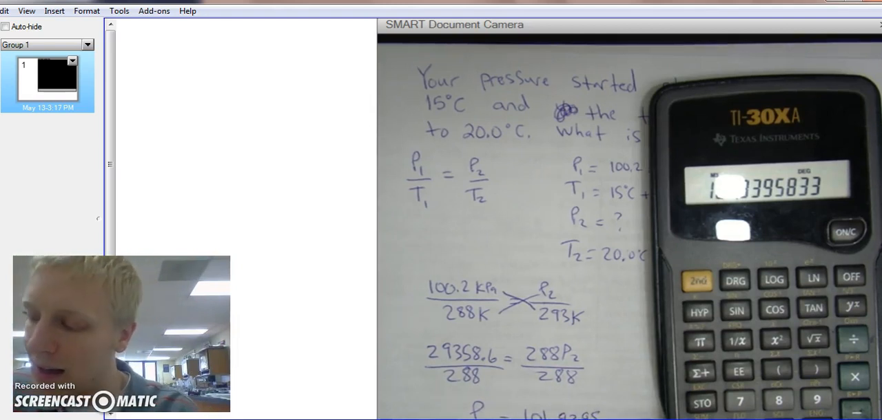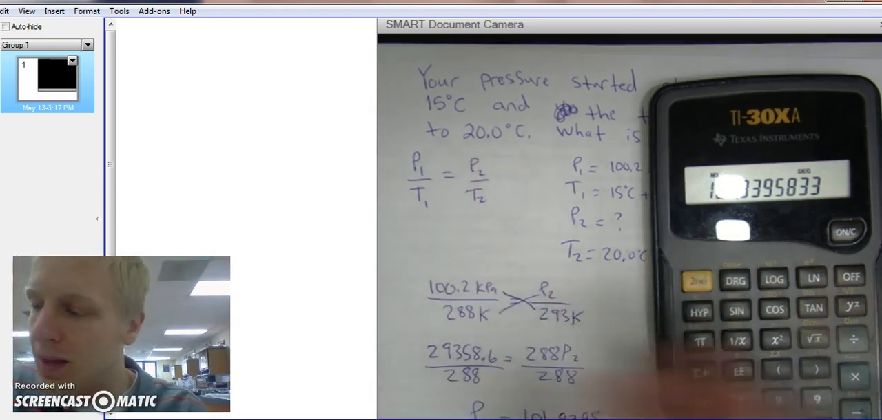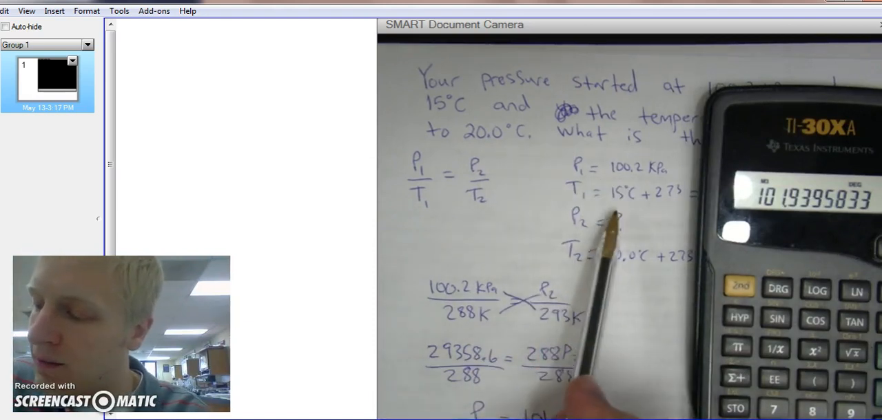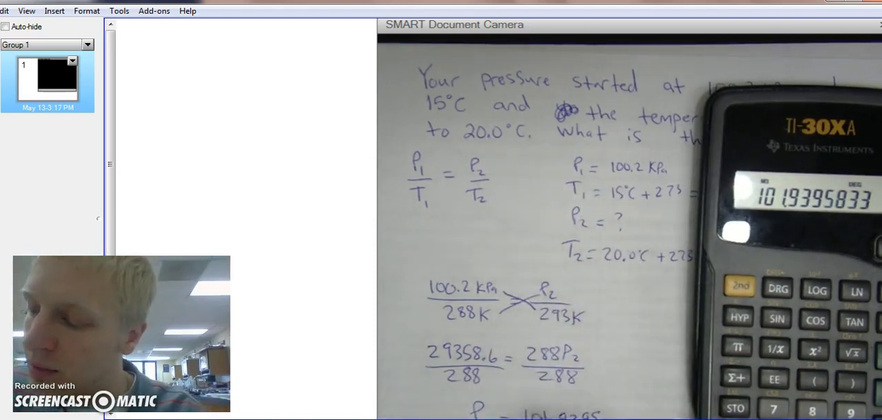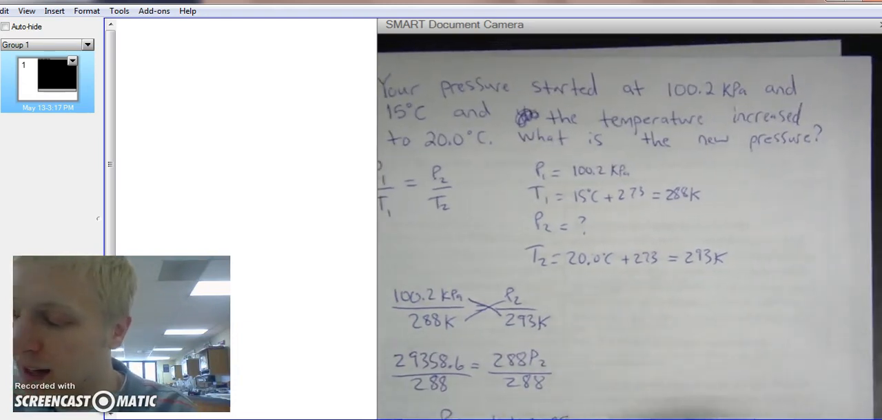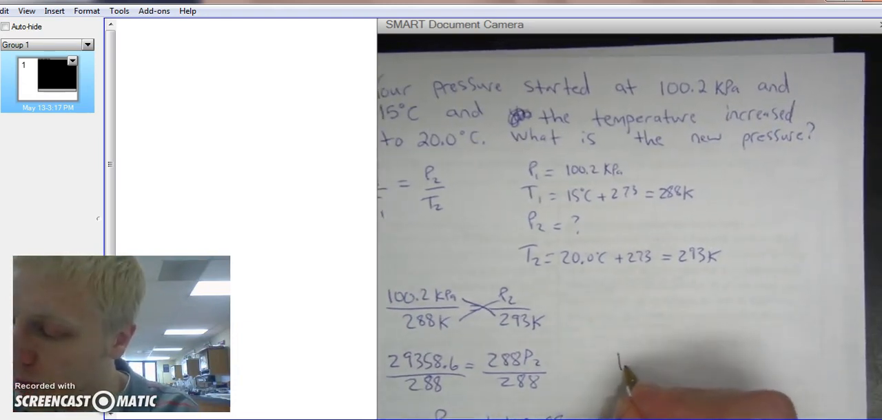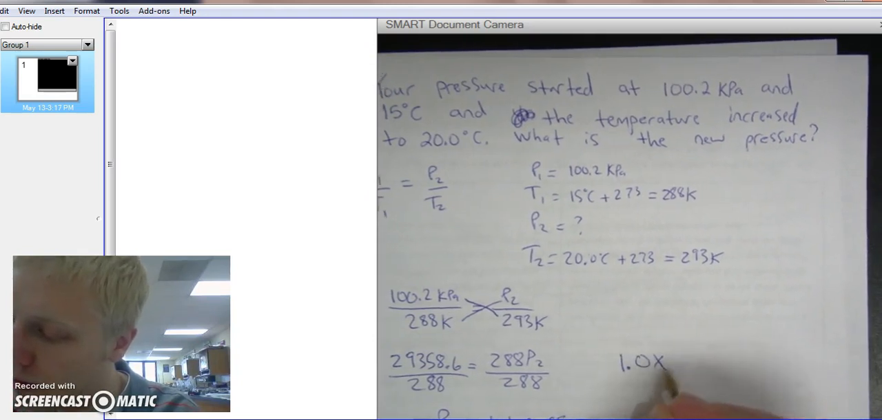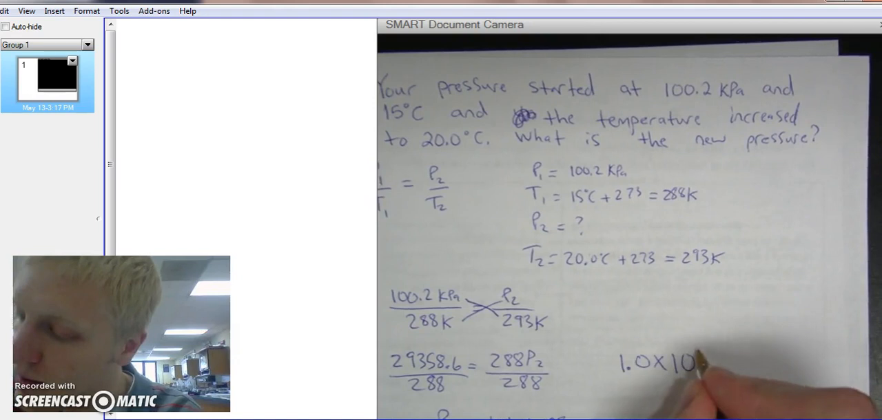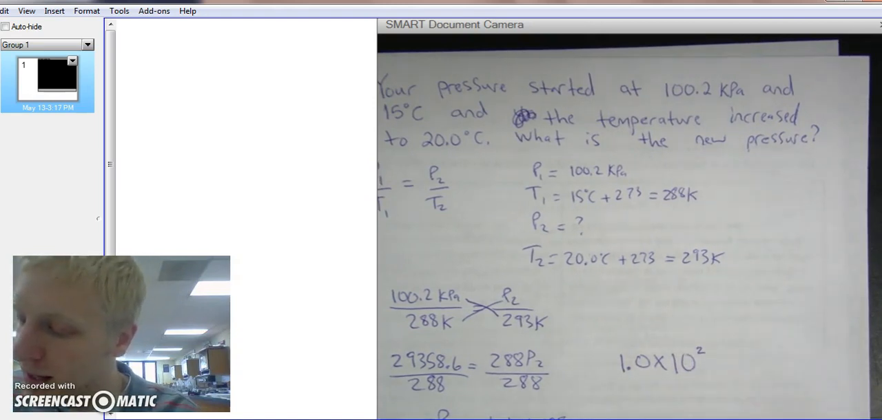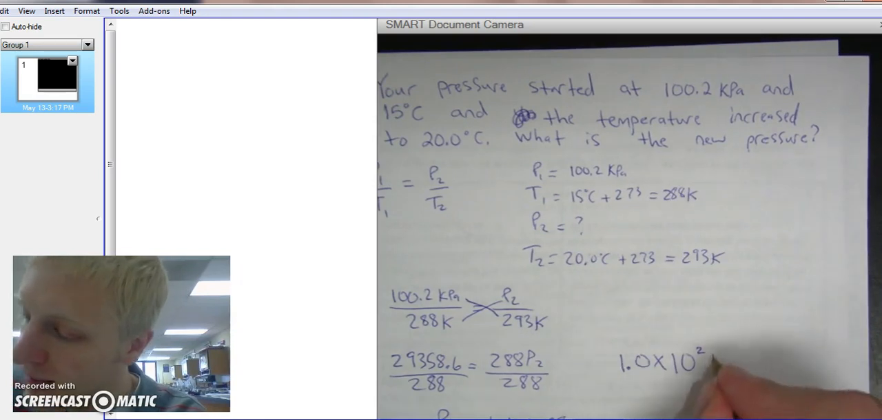Divide by 288. That gives me a final pressure of 101.9395. But how do I know what to round to? I go back to my original problem, and I've got 4 sig figs, 2 sig figs, 3 sig figs. So I'm going to round my answer to my least amount of sig figs, which in this case is 2. And that's really tricky, because technically if I round this down it's 100. So the only way you'd be able to round that to 2 sig figs is by putting it into scientific notation. So I'm going to put this as 1.0 times 10 to the 2nd power. And my unit of pressure is kPa.